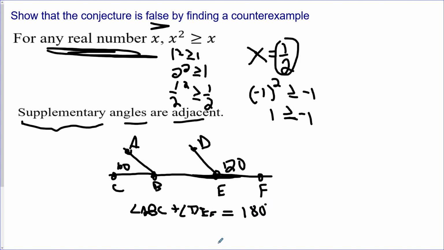And because we get 180 degrees, these two angles are supplementary. Are they right next to each other, though? There's this big gap in the middle. So that means that they're not going to be adjacent. And these two angles, this picture here, would be a counterexample proving to us that this is not necessarily going to be true.